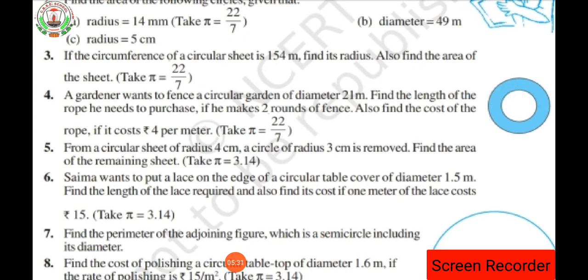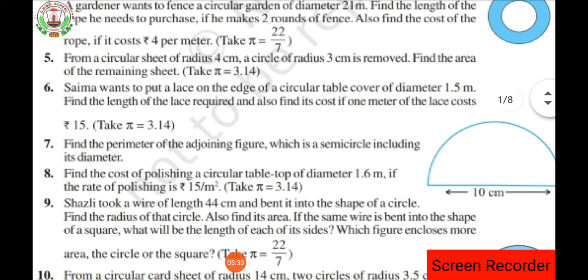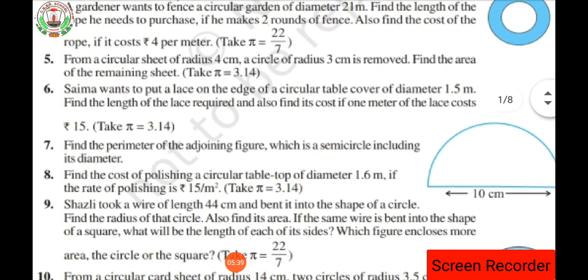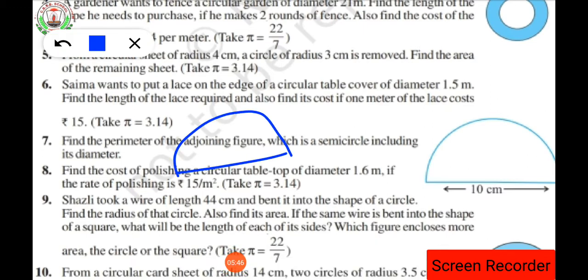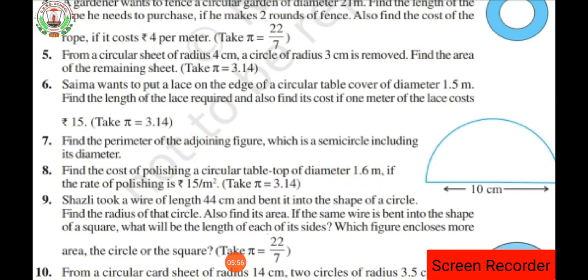cost. Clear? Then in the seventh part of the question, find the perimeter of the adjoining figure, which is a semicircle including its diameter. So one semicircle is given over here, isn't it? This is the semicircle, and this is the complete diameter. To find its radius, the diameter will be divided by 2, so its radius is 5, isn't it? So using that radius we have to find the perimeter.